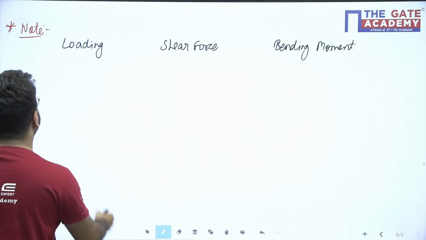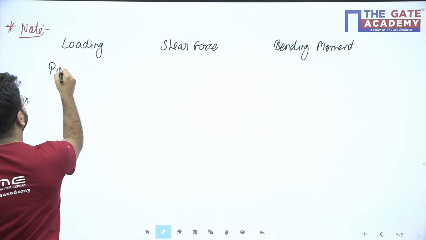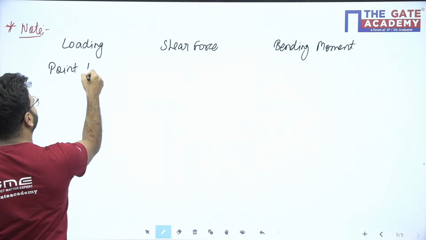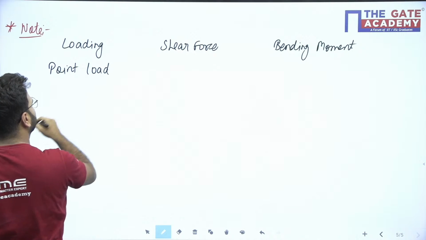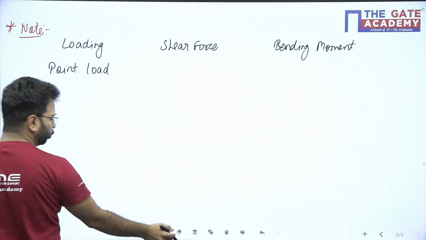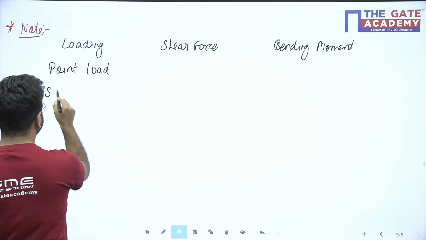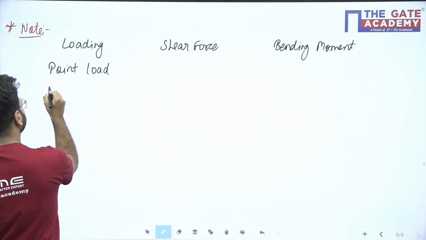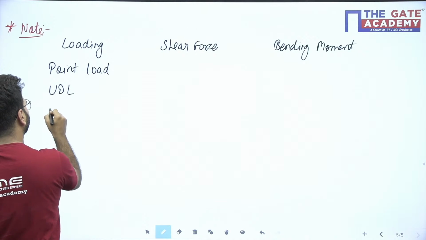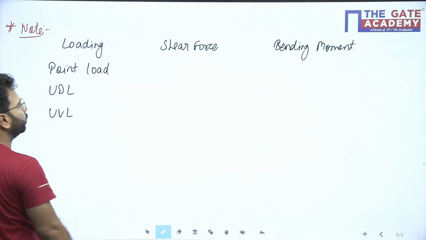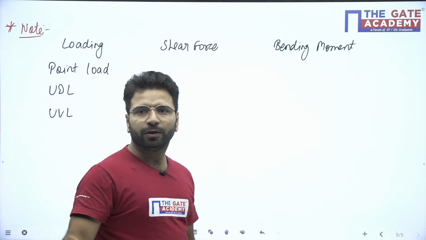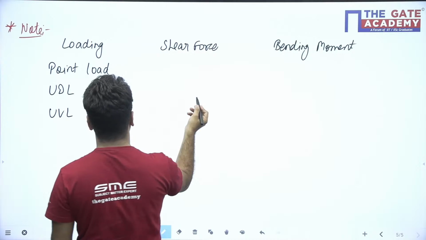Okay, so we have three types of loading: point load, UDL, and UVL. Okay, point load, UDL, UVL.